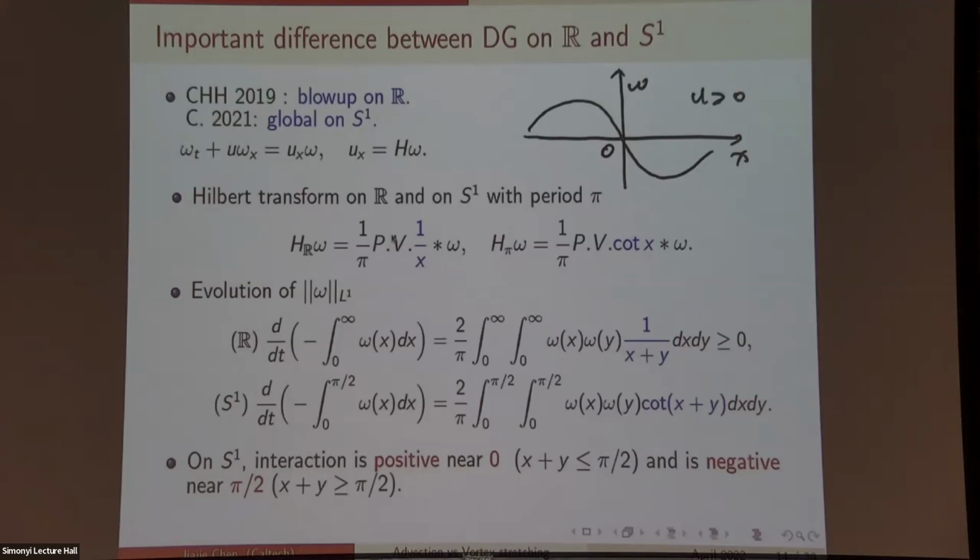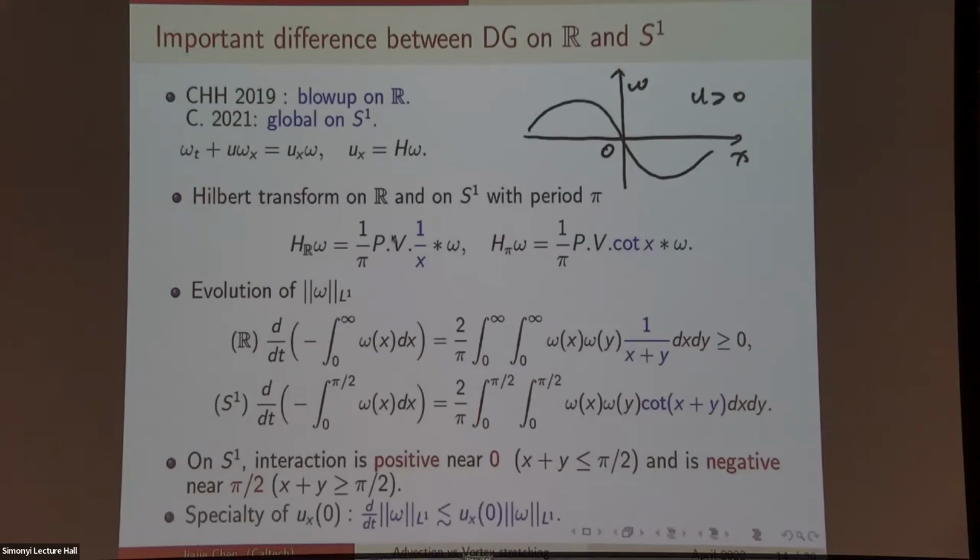However, on a circle, we have the cotangent kernel. It can change sign. Near zero, this cotangent kernel is positive. Then near pi over 2, this kernel is negative. So in this interaction, part of the interaction is positive, another part is negative. So the negative part can potentially prevent the blowup. So there's one very important difference between this model on the real line and on a circle.